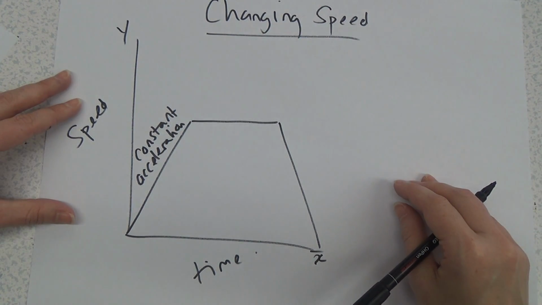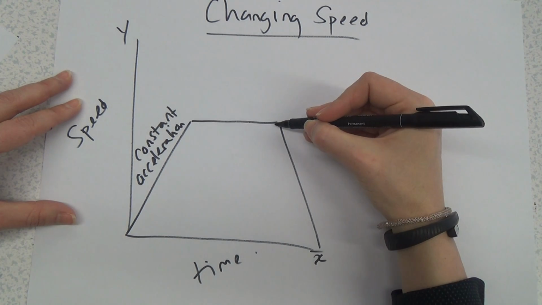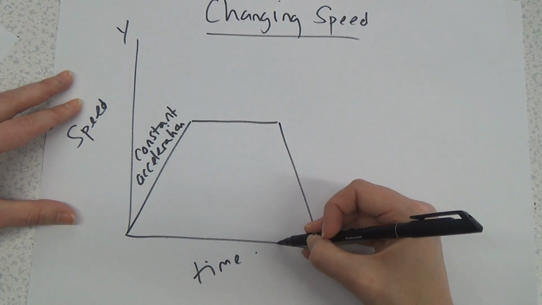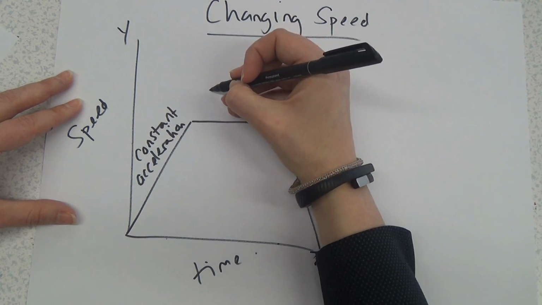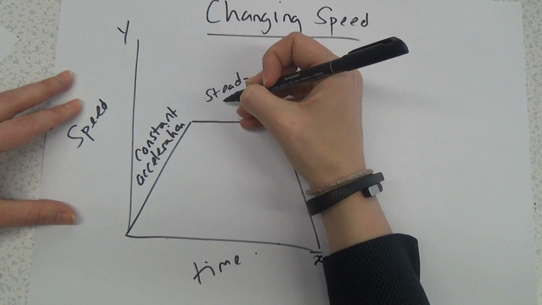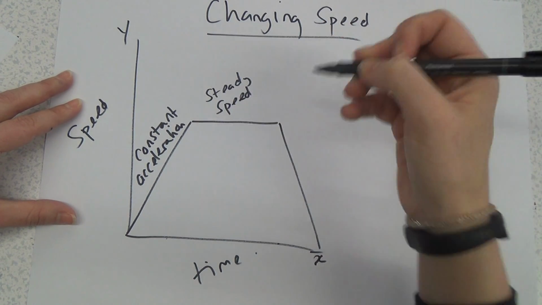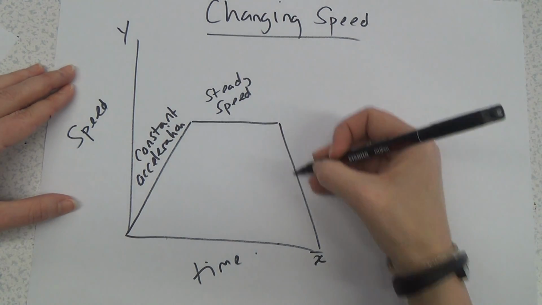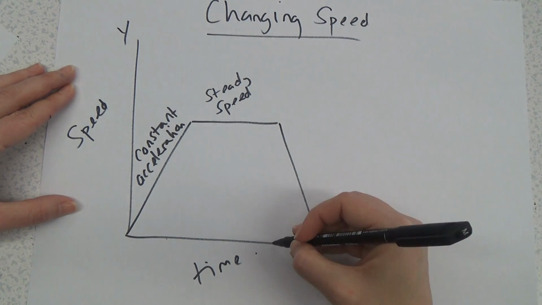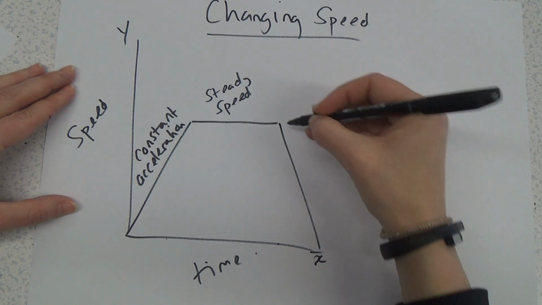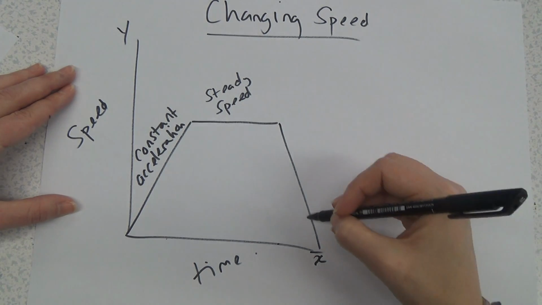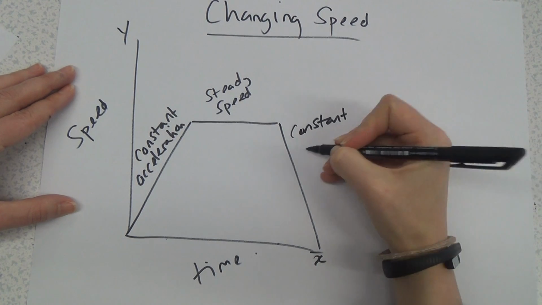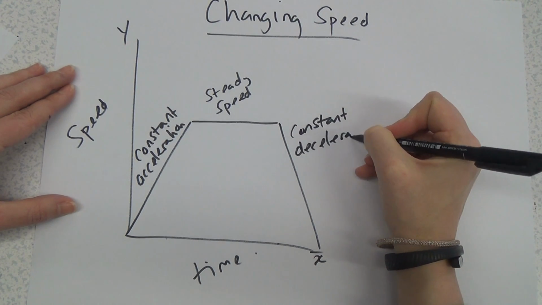Getting faster. When you have a flat line on a speed time graph, what we're basically saying is that over this period of time, from here to here, the speed has not changed. So this would be described as a steady speed, or a constant speed, where the speed doesn't actually alter. When your line goes downwards, again in this amount of time, the speed has got less. And again, because it's a straight line, it is a constant, and in this case, deceleration, which is slowing down.